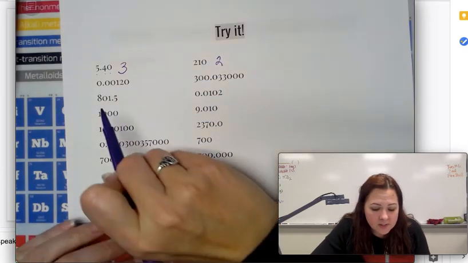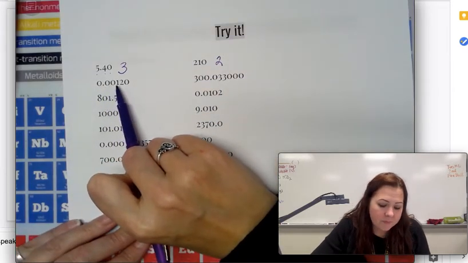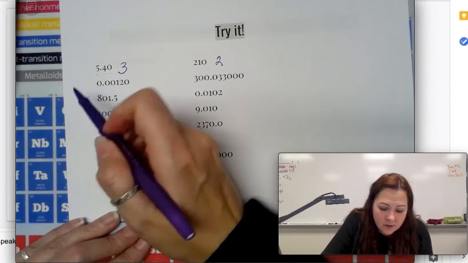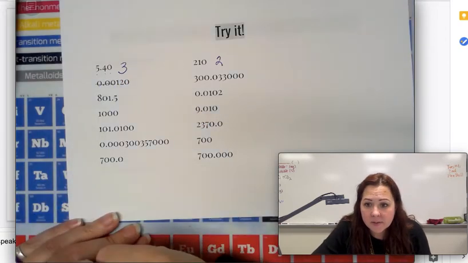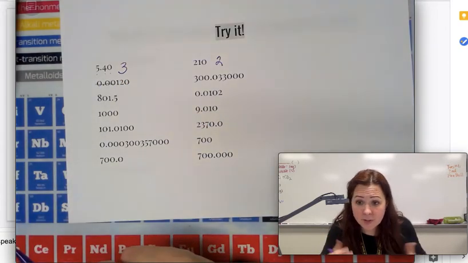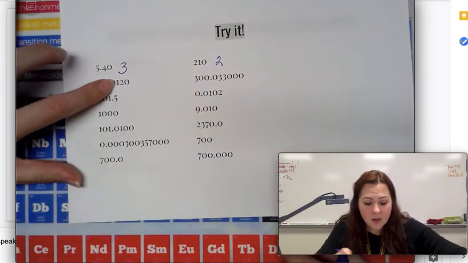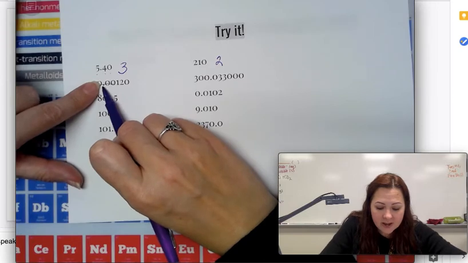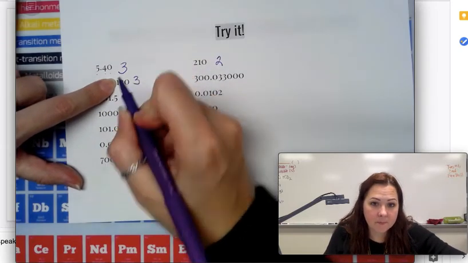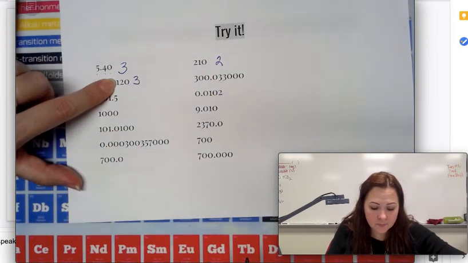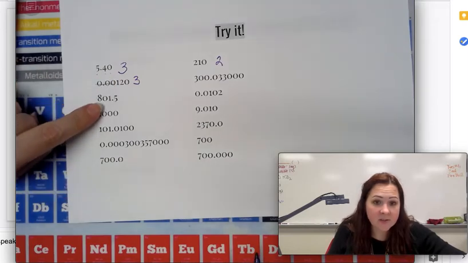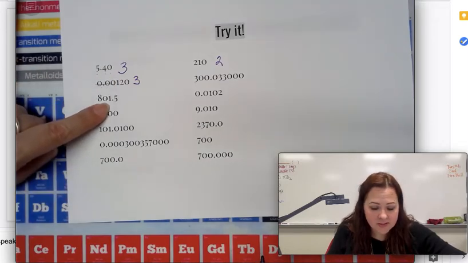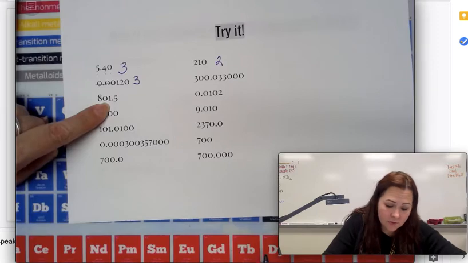The next one, 0.00120. These zeros do not count. They just show you how tiny that number is. So in terms of measurement, they don't count. Zeros at the end of the number count if there's a decimal place present, which we have. So that one has 3. Just the 1, 2, 0. That 0 right there is a sandwich 0. That sandwich 0 counts, so this one has 4.